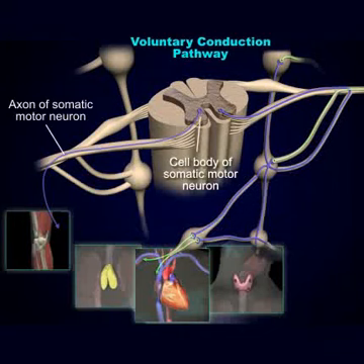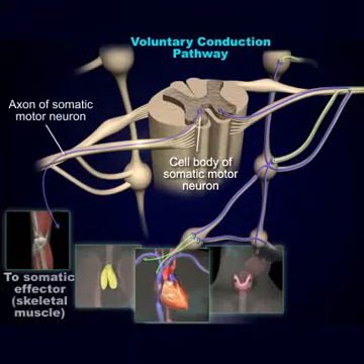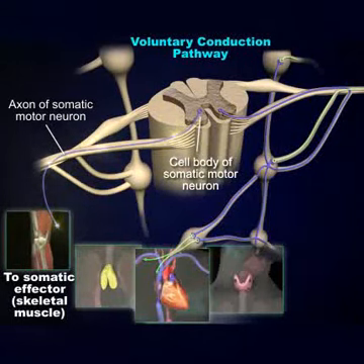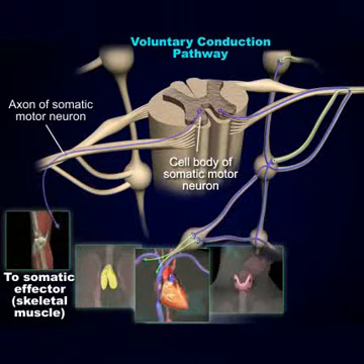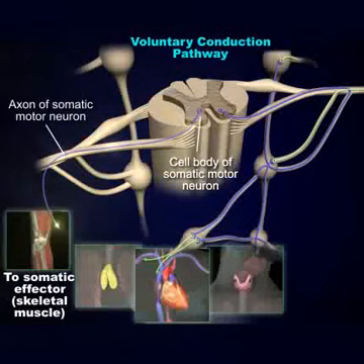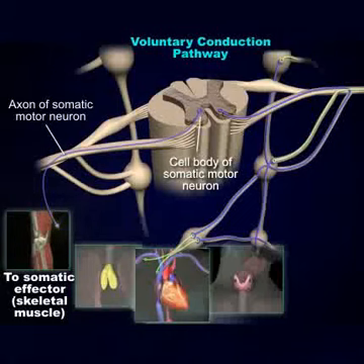Typically, somatic, voluntary motor neurons conduct impulses all the way from the brain or spinal cord to the somatic effector to be innervated. In other words, there is only one neuron. Watch the impulse as it is carried from the spinal cord all the way to a somatic effector.